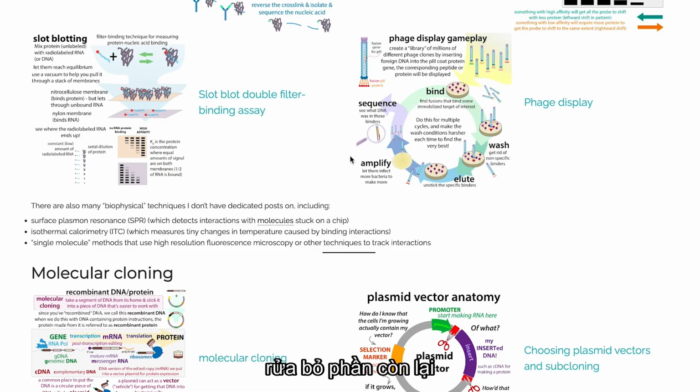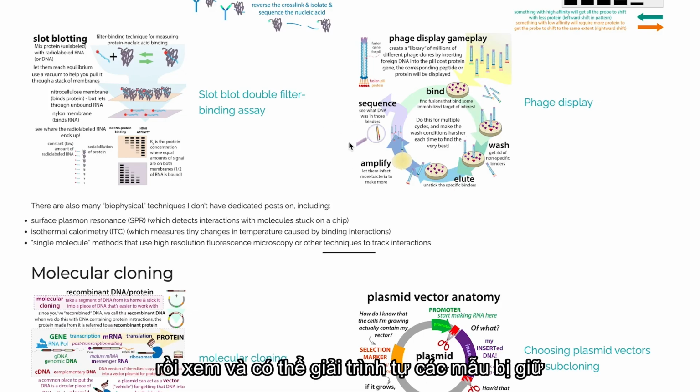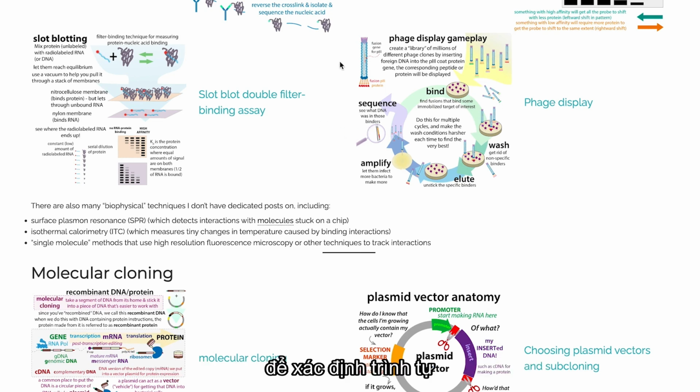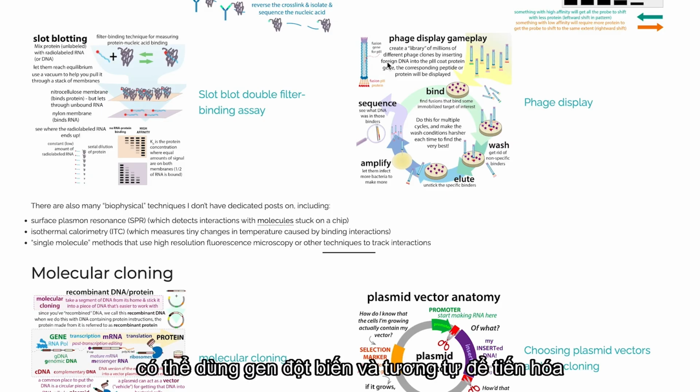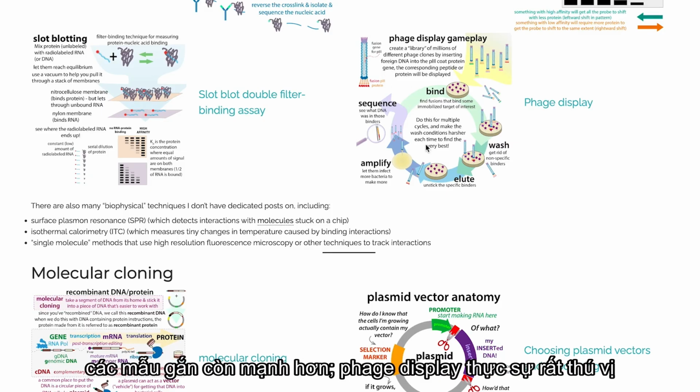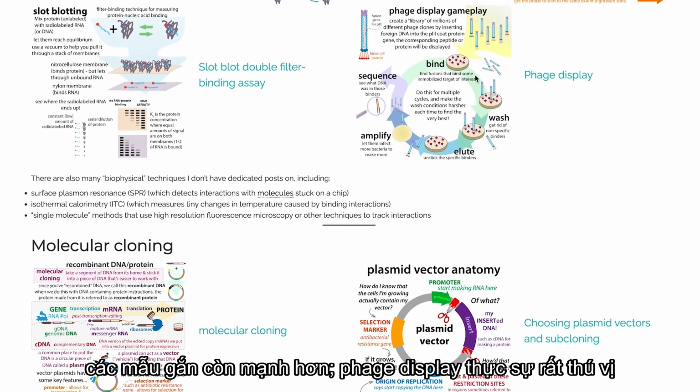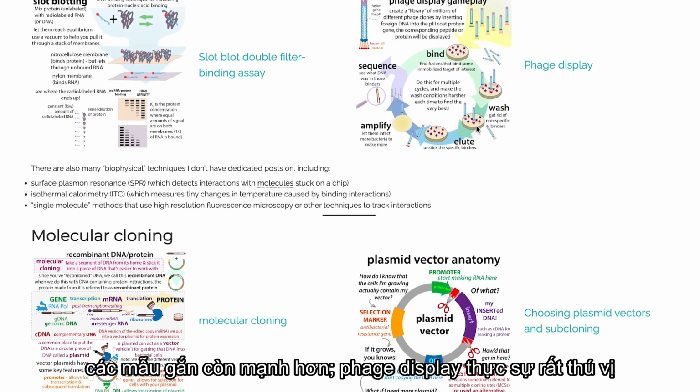You wash everything else off, and then you look and you can actually sequence the ones that stuck to figure out what the sequence was there. And then you can do this over and over to enrich for the ones that were the strongest binders. You can use mutagenesis and things like this to try to evolve even stronger binders. And so phage display is really, really cool.